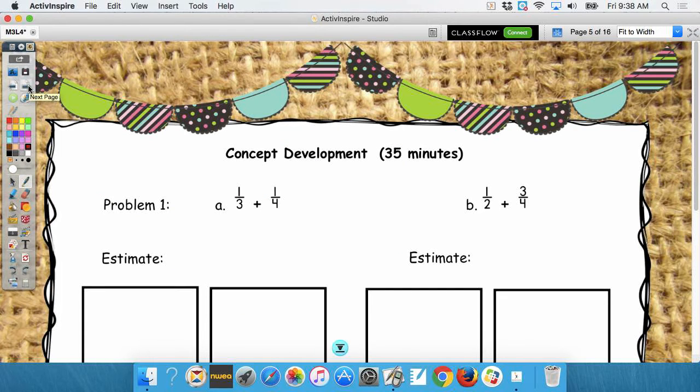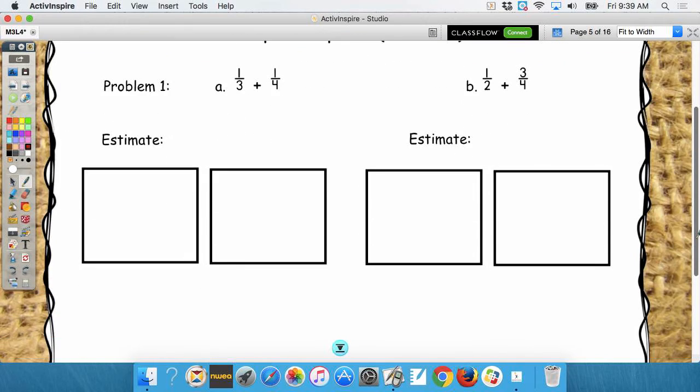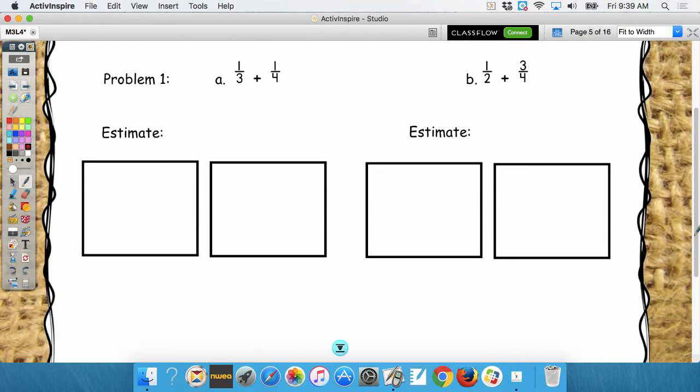Okay, why are we estimating? Maybe because we're trying to figure out if it's going to be more or less than 1 whole. Okay, so don't put both of these on here. Just do A for now, okay? Right? No, just do B for now. Yeah, we'll skip A and we'll start with B. So go ahead and get your problem written down for B. And get your fractional models labeled.